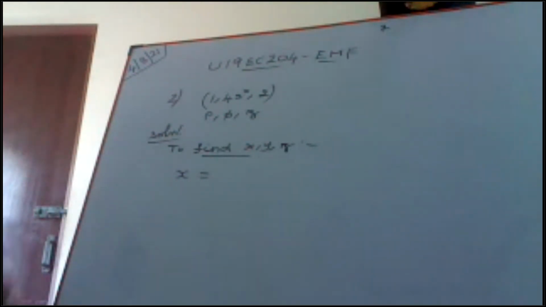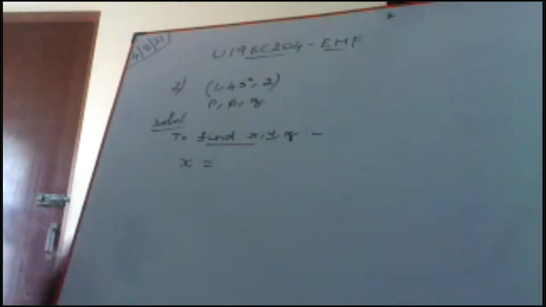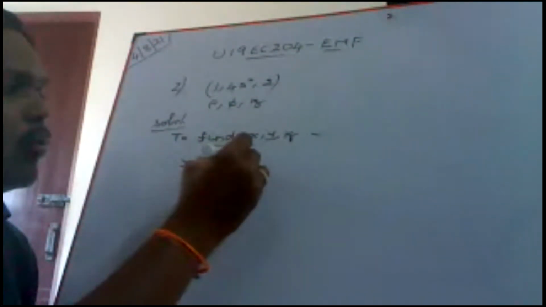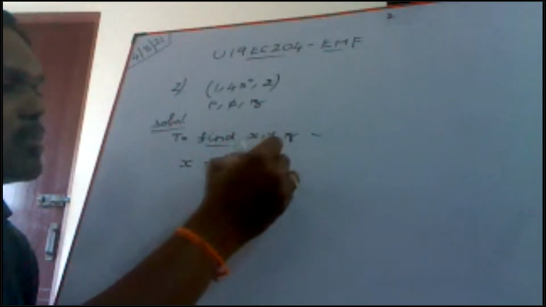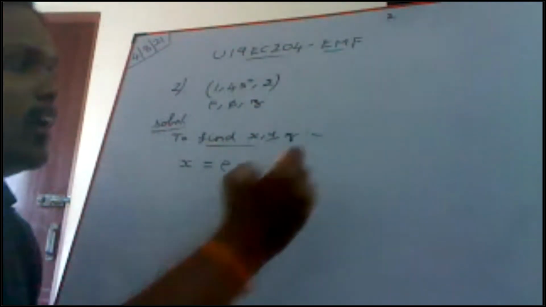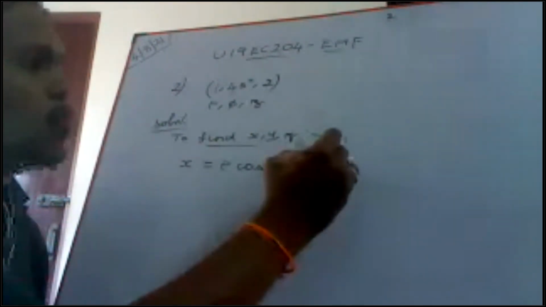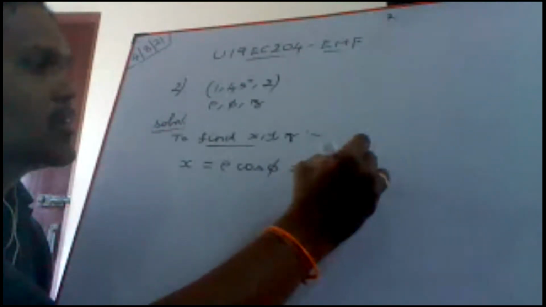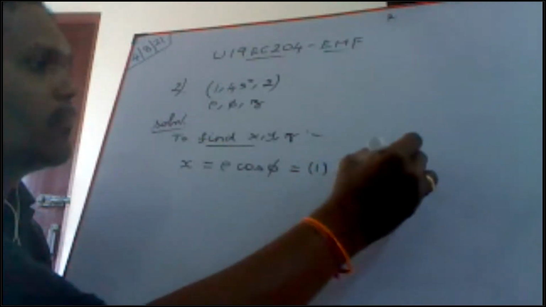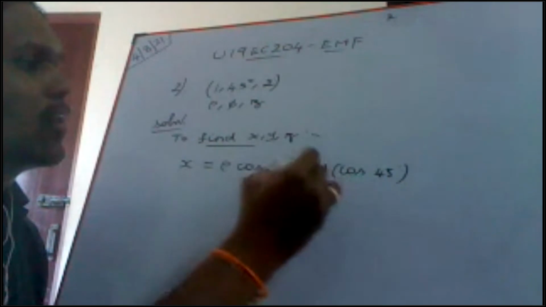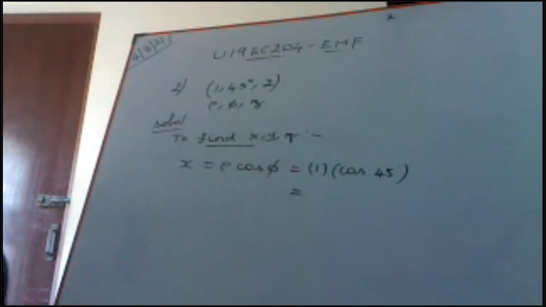Cylindrical system is given. We have to transform it into the Cartesian system. What is the formula? x is rho cos phi. Very good. So rho value here is 1, and phi value is 45. So what is the value of cos 45?